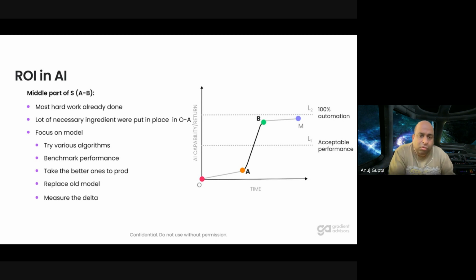This is where, of course, you need to greatly enhance your AI capabilities, right? And now that everything else is kind of validated, it makes sense to start focusing on the model part of it, right? So this is where you focus on the model. You try various algorithms, you benchmark the performance of each of these, right? You take the better ones to production, you replace the old with the new ones, and then you start measuring the delta, not just across ML metrics, but also business metrics.